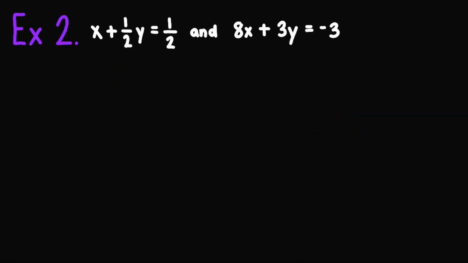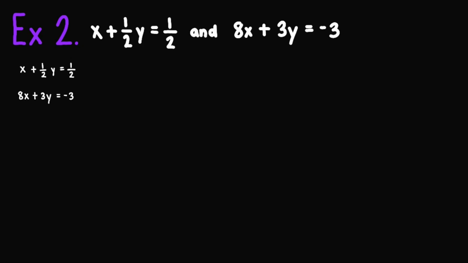Let's have x plus 1/2 y equals 1/2 and 8x plus 3y equals -3. Again, before we solve this, feel free to pause the video so that you can try this one on your own. Good, so let's start. Let's try to eliminate x again for this one. But if you eliminated y first, there's no problem with that as long as we get the same answer for this problem.